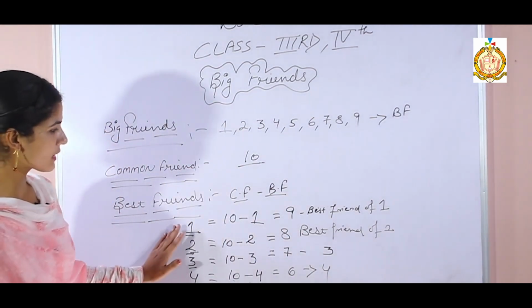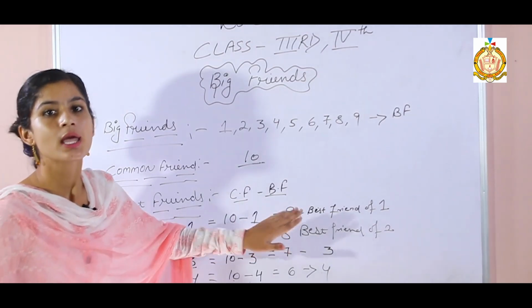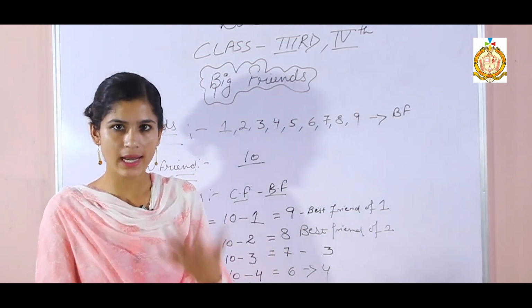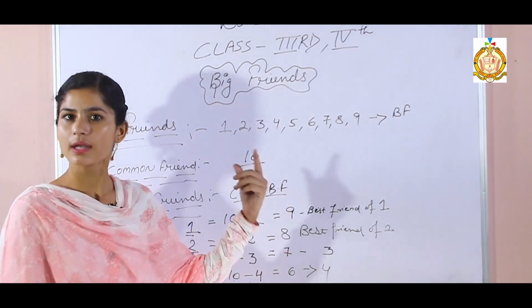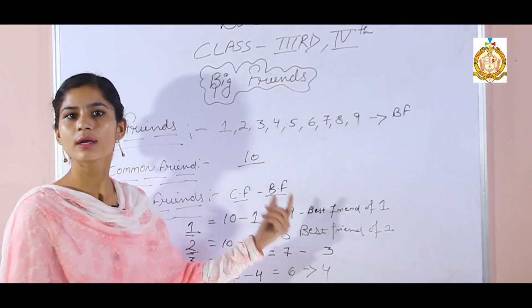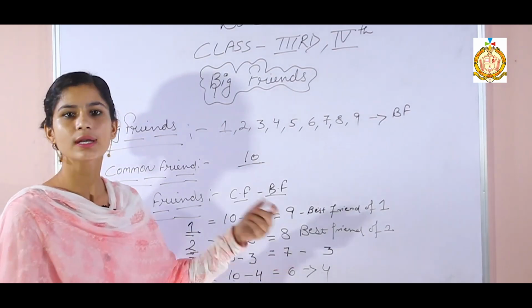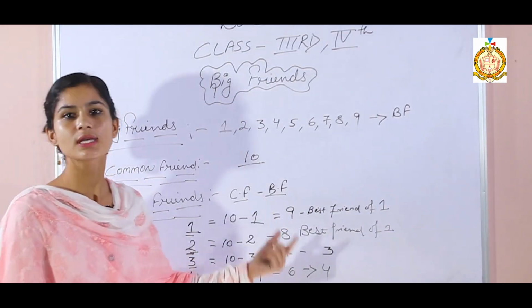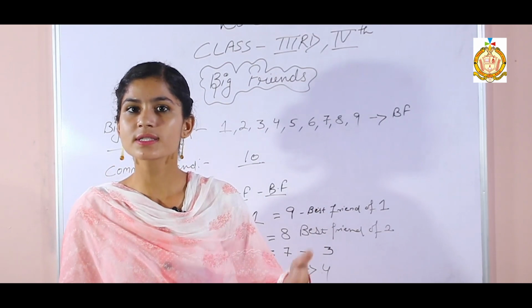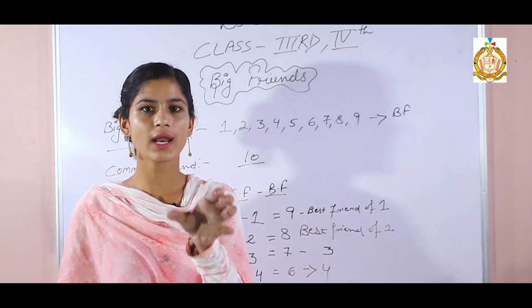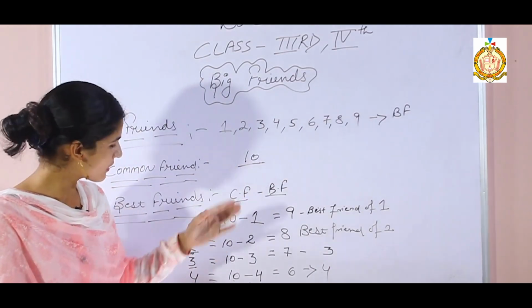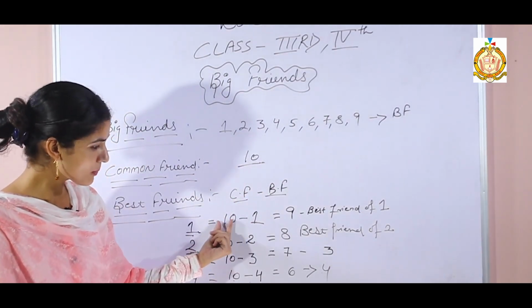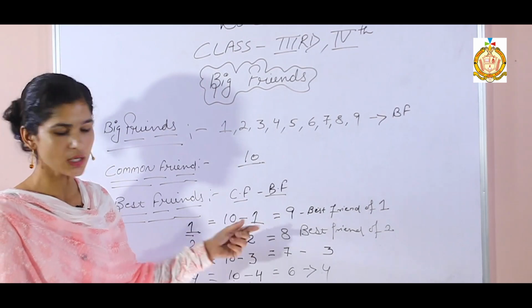Why are we saying that the best friend of 1 is 9? Because when we add those numbers, 10 should come. 1 plus 9, 10 is there. 2 plus 8, 10 is there. 3 plus 7, 10 is there. 4 plus 6, 10 is there. Best friends and big friends are those numbers which, when we add them, our common friend should come. So that's why we are calculating here, from the common friend we are subtracting the big friends.